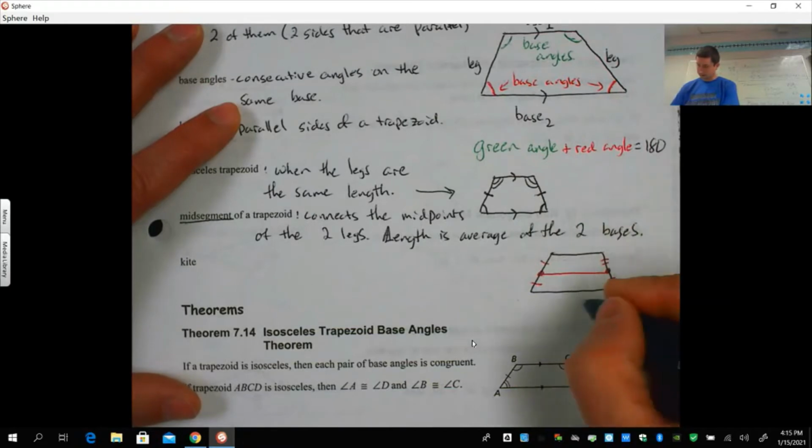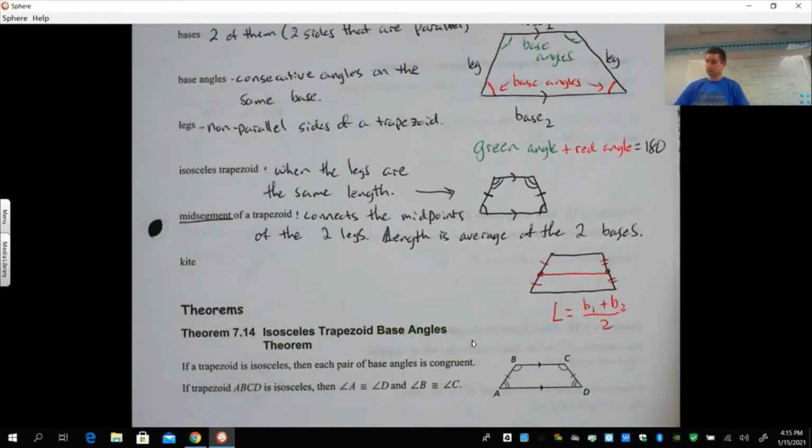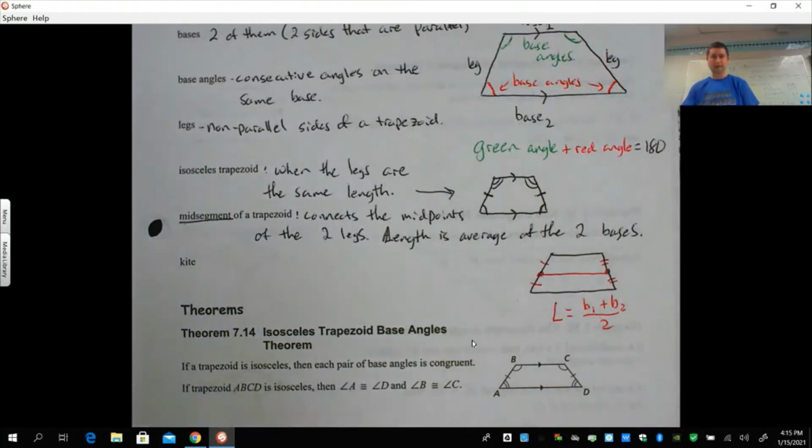And its length, let's say L equals base 1 plus base 2 divided by 2. That's a formula you can use if you're given the two bases, or if you're given a base and the mid-segment. You can use that if you need it to figure out the different dimensions that we'll have.